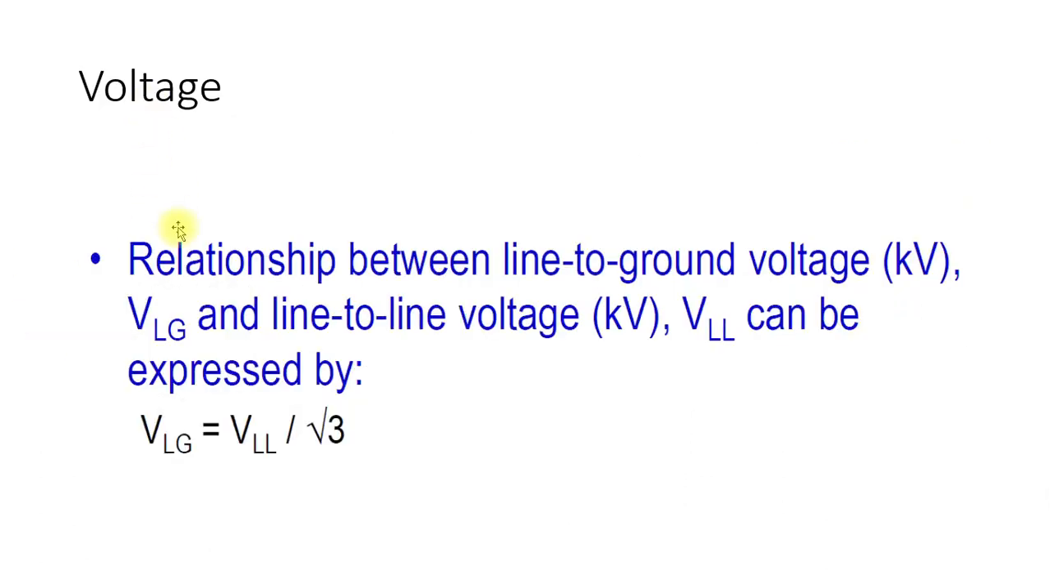For the voltage, the relationship between line to ground and line to line voltages can be expressed by V line to ground equal to V line to line divided by root 3. This is the same thing which I have explained before.